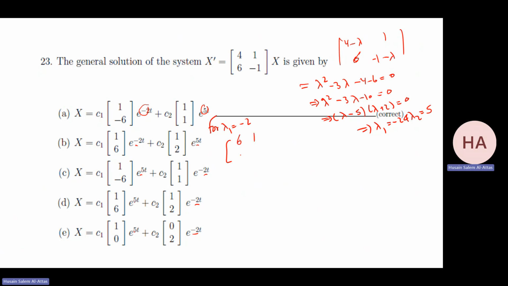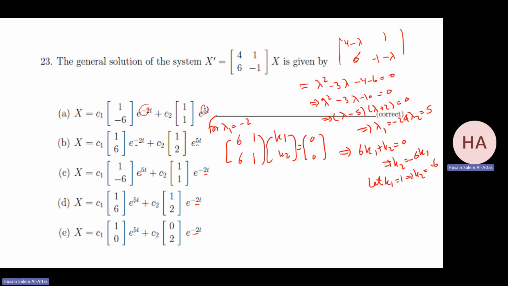Now for lambda 1 equal minus 2, what will I have? For minus 2, that will be 6, 1, 6, minus 1 minus 2, that will be 1, times K1, K2. So I have the same equation, 6K1 plus K2 equals 0. In other words, K2 is minus K1. So let K1 equal 1, K2 equal minus 6. So my V1 will be 1, minus 6. And X1 is 1, minus 6, e to the minus 2t.